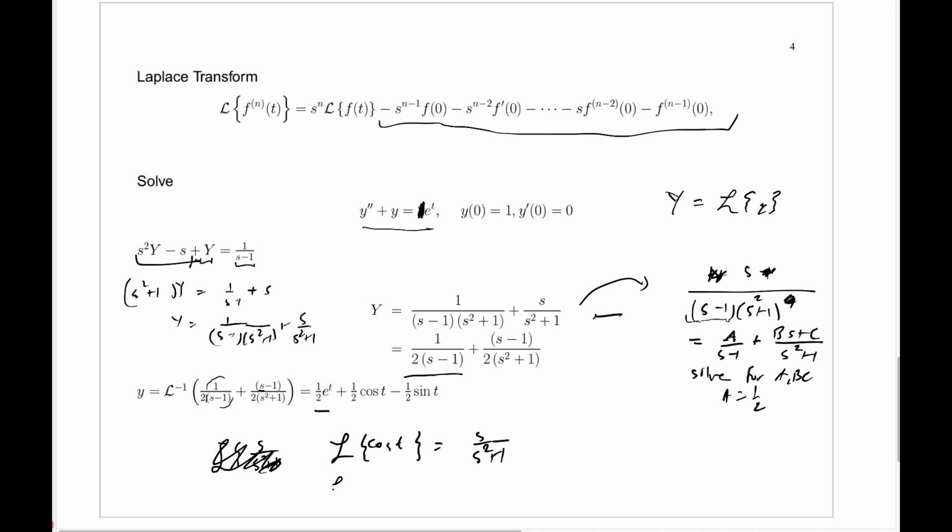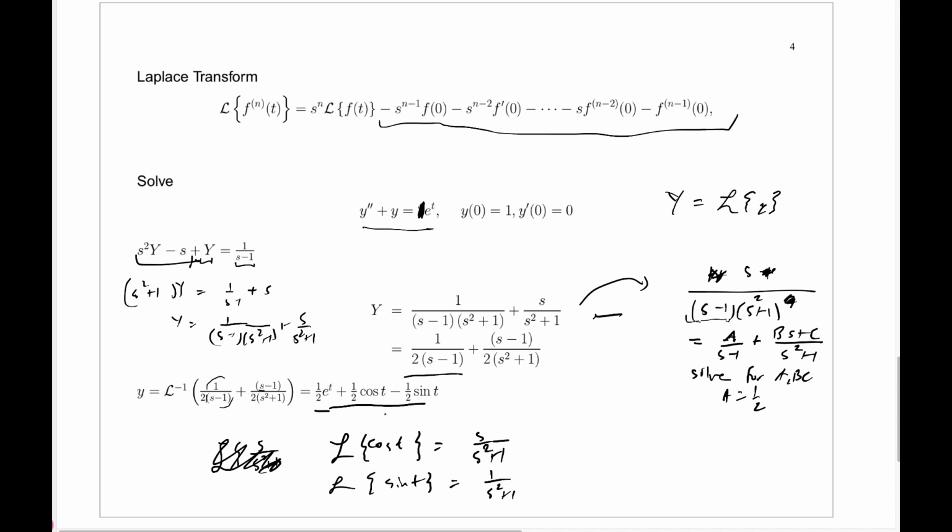And the Laplace transform of sine t is just 1 over s squared plus 1. So the inverse Laplace transform of minus 1/2 times 1 over s squared plus 1 is minus 1/2 sine t. And here's what we get for our solution.